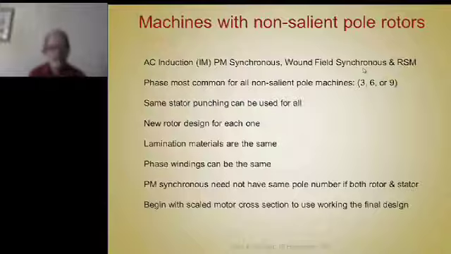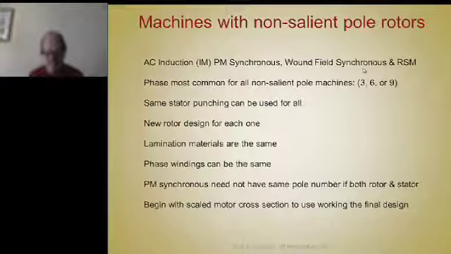The machines with non-salient pole rotors are induction and PM, and some common characteristics of them we'll summarize again. You can use 3, 6, 9 phases. They use the same stator punching for all of these. You need a new rotor design for each one. The active materials lamination grades are the same. Phase windings can be the same. The PM synchronous need not have the same number of poles in the rotor and the stator, where the other two machines do. That might surprise you.